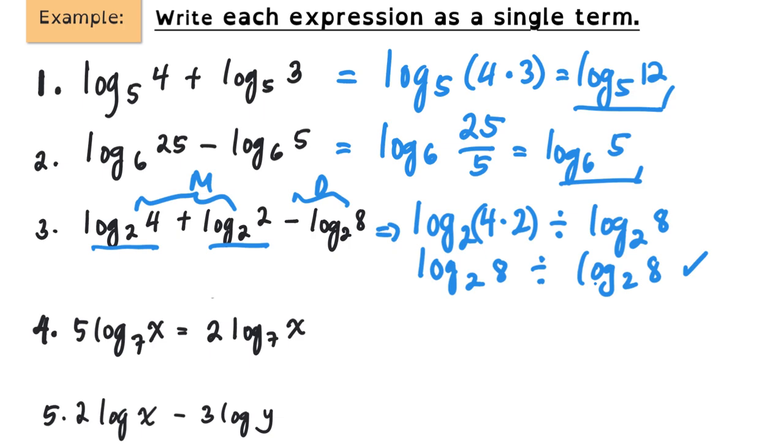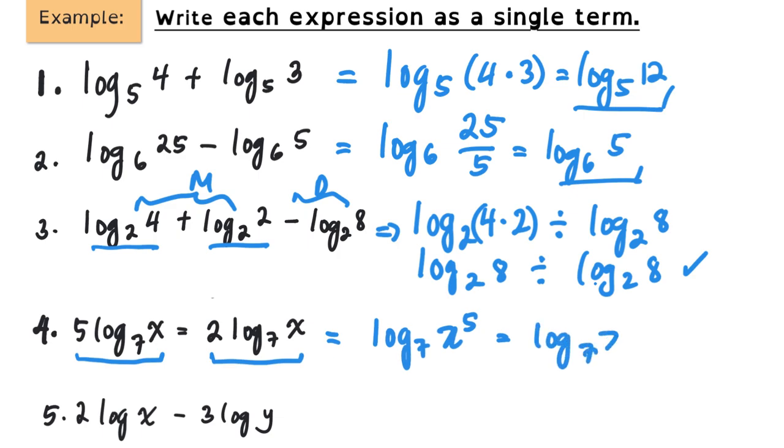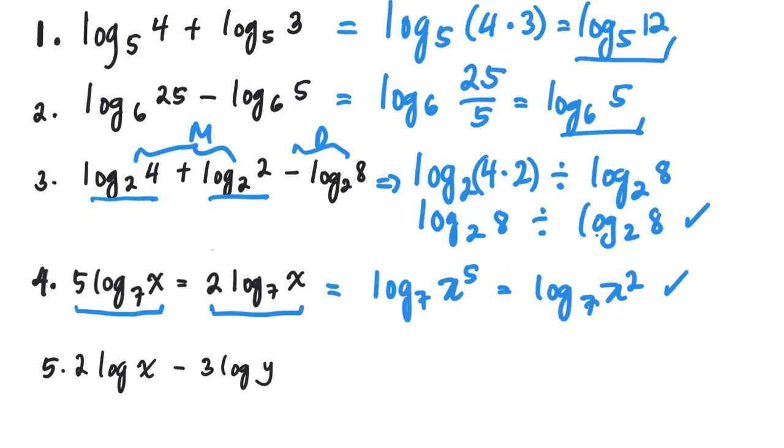For the next one, I think the format of this is the power to a power property. So we're going to simplify it first: log 7, and then x raised to 5 is equal to the logarithm of base 7 raised to 2.